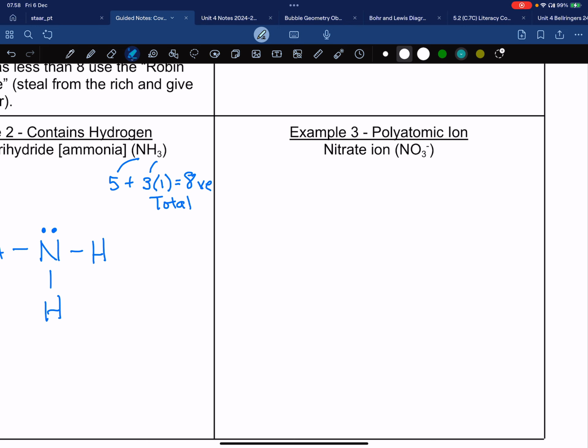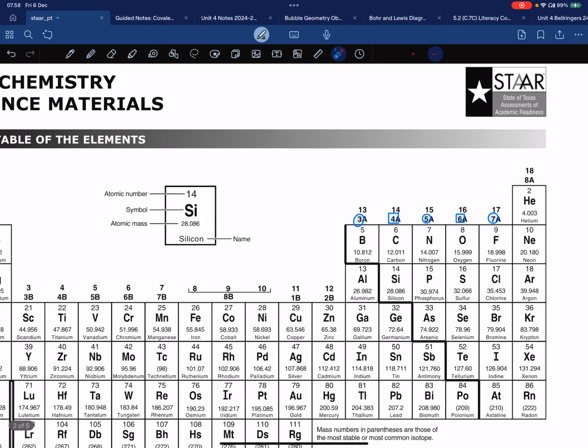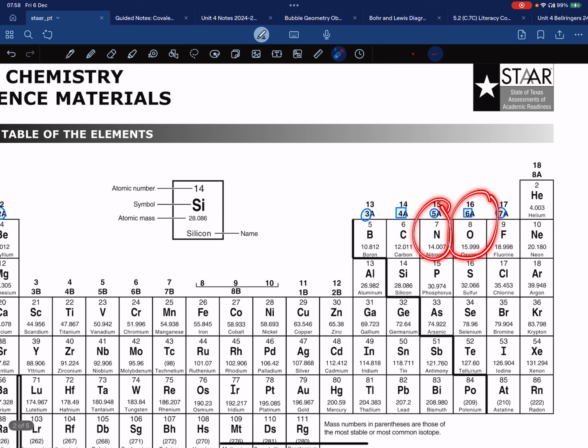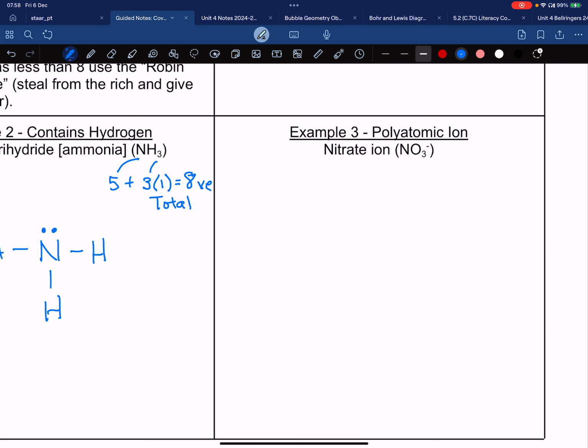So here we go. We've got a nitrogen and we've got oxygen. So nitrogen has 5 valence electrons, oxygen has 6. So nitrogen, 5 valence electrons. Oxygen, 3 of them. Each of them has 6. A negative charge means that I add an electron. 5 plus 3 times 6, which is 18, is 23, plus 1 is 24. 24 valence electrons total.